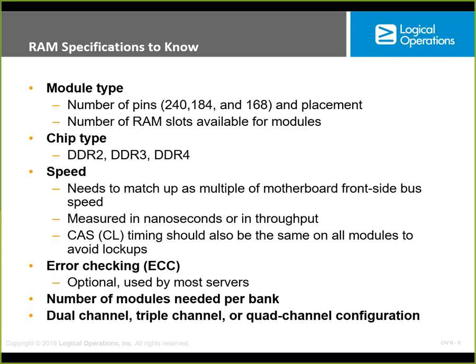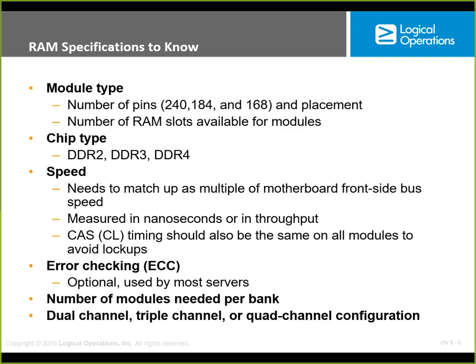Error checking, ECC, optional, used. It says used by most servers. It can be used by servers, and they're basically the only ones that are going to use error checking RAM. Error checking and correction, that's what the other C is for. It can actually correct errors. We're going to talk about one, parity, where it just checks to see if there is a problem.